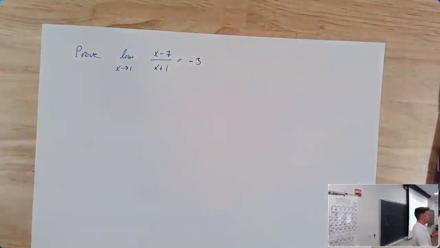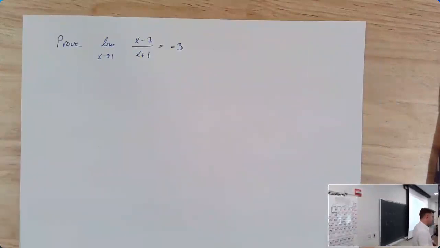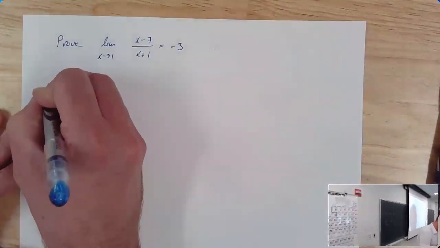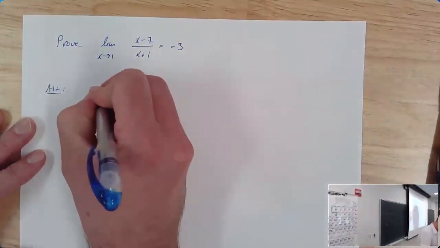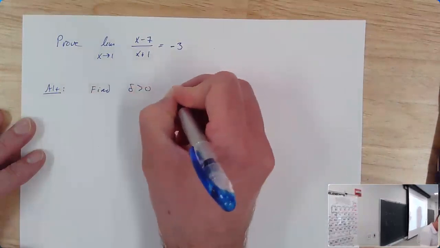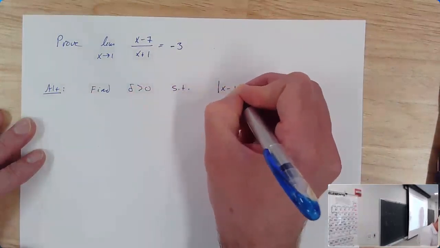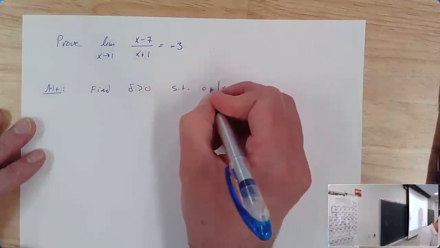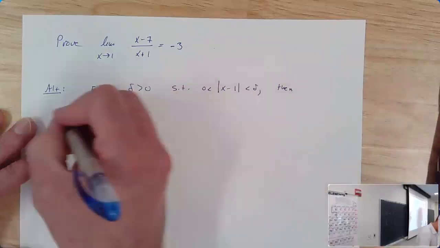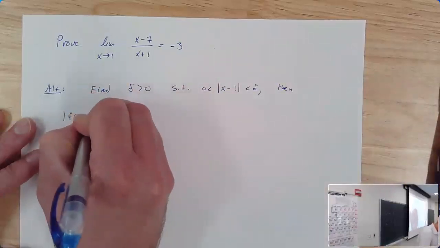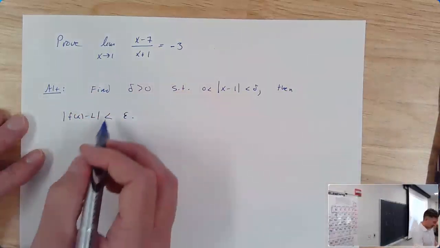So here's the alternative way that I wouldn't do unless you have to. That's what I would say about the alternative. So here's the alternative method. We're going to find delta greater than 0 so that if the absolute value of x minus 1, x we're approaching 1, is less than delta, then the absolute value of my function minus my limit is less than epsilon. I'm going to work on this.